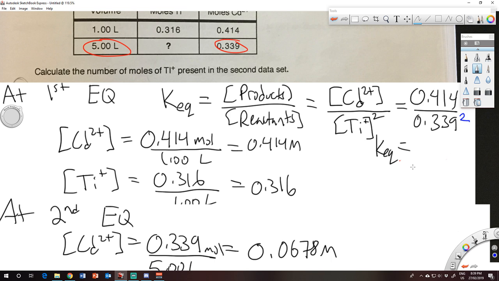414 divided by 0.339 squared. Sure, right, I don't trust it to do it that way. 0.339. There we go. Okay, so KEQ is actually 3.602. I'll keep an extra significant figure just in case. All right. Okay.